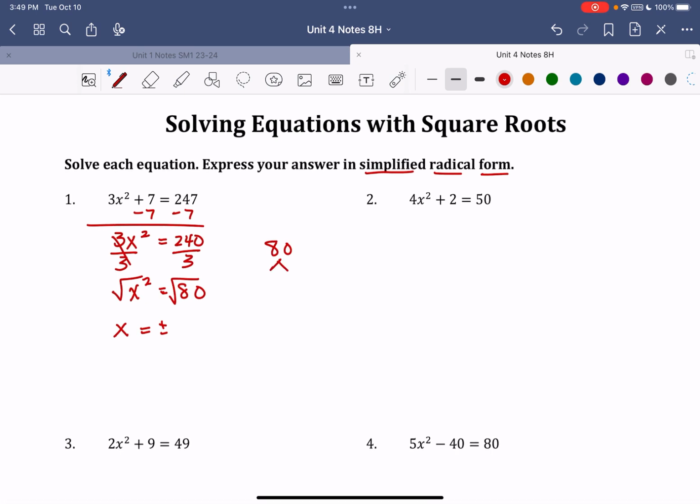So 80 is 8 times 10, and 8 is 2 times 4, which is 2 times 2, and 10 is 2 times 5. All right, so that means our pairs, I have one pair of 2's and a second pair of 2's, and then our leftover 5. So that means a 2 breaks out, a 2 breaks out, and 5 gets left behind. So now x is equal to positive or negative 4 square roots of 5.